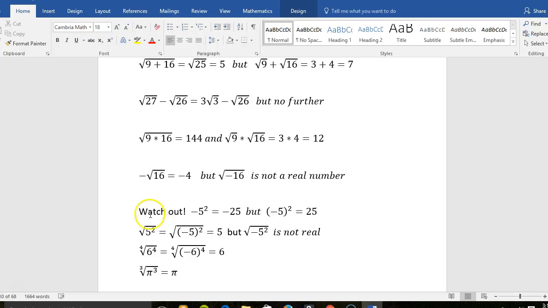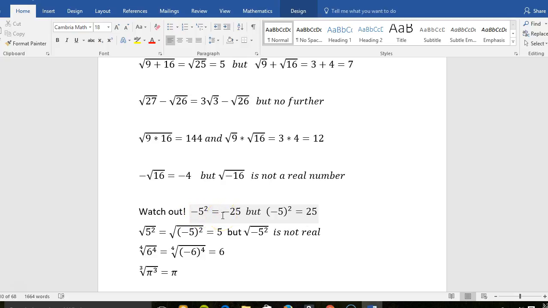Okay, and watch out about something, students. The negative of 5 squared is negative 25, because the negative is not involved in the squaring. You're doing negative 1 times the square of 5. But here, if you put parentheses around everything like this, you really are squaring negative 5, and you're doing negative 5 times negative 5, which is positive 25. So be sure to distinguish between this and this.